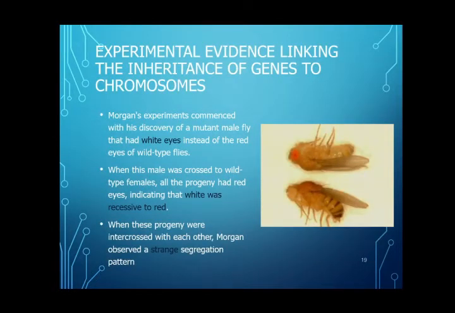Morgan's experiments commenced with his discovery of a mutant male fly that had white eyes instead of the red eyes of the wild-type flies. When these males were crossed to wild-type females, all progeny had red eyes, indicating that white was recessive to red. But when this progeny was intercrossed with each other, Morgan observed a strange segregation pattern.